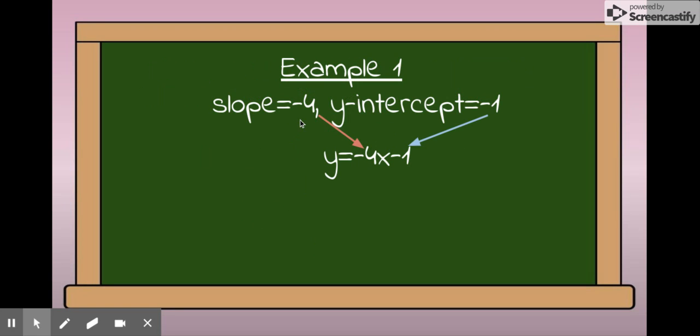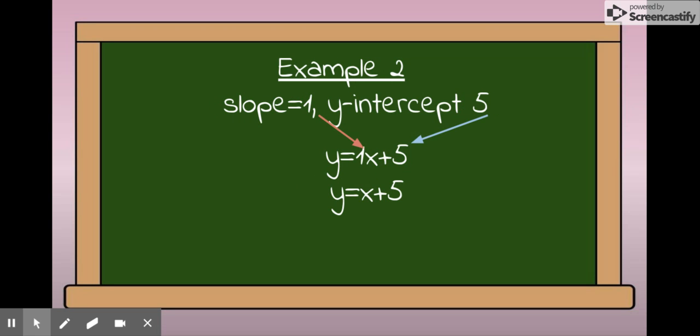In this example, your slope is -4 and your y-intercept is -1. So you write y equals, bring down the -4, the slope, so -4x, and then bring down your y-intercept, -1. And that gives you the equation y equals -4x minus 1.